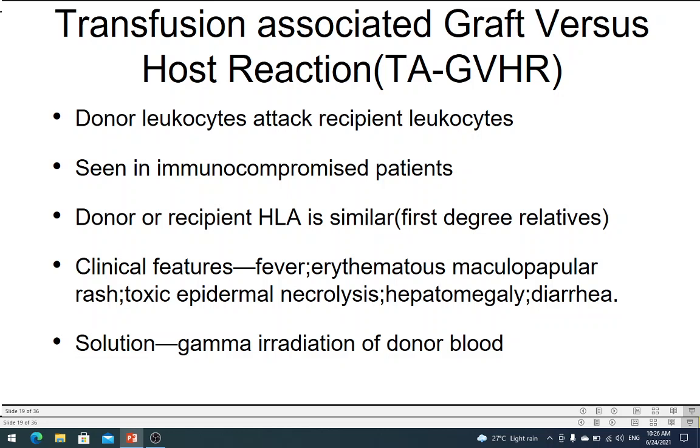So what are the clinical features? You will get fever, erythematous maculopapular rashes, then you can get toxic epidermal necrolysis, where the whole skin and the mucosa can get lysed and shed. Terrible condition. Then you can get hepatomegaly, severe diarrhea. So how will you prevent this? The donor blood must be irradiated. You irradiate the donor blood using gamma radiation. That is how you can prevent this, which will kill off the leukocytes, and the HLA problem will not be there. So this is what is done.